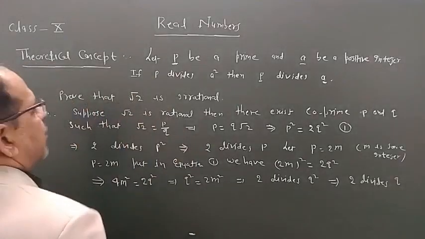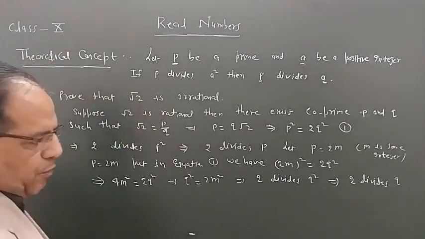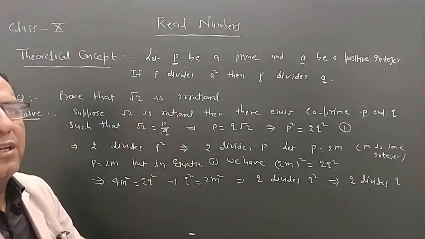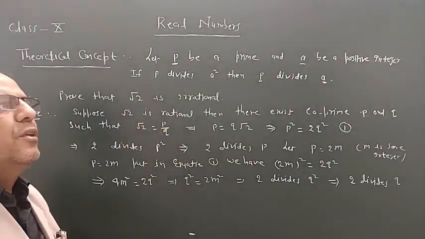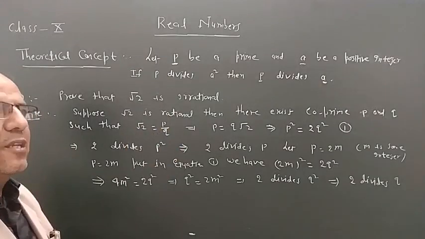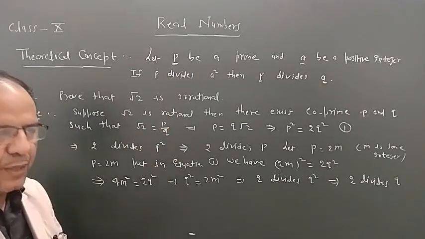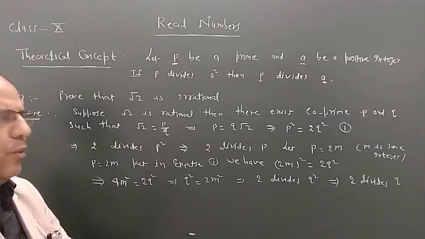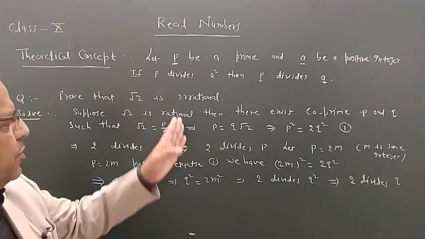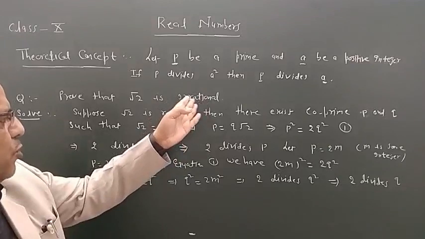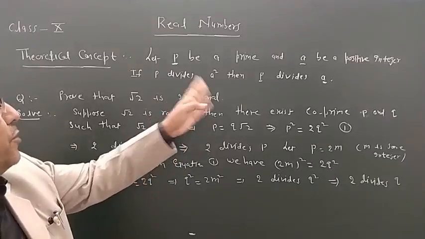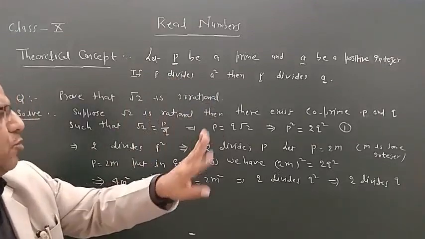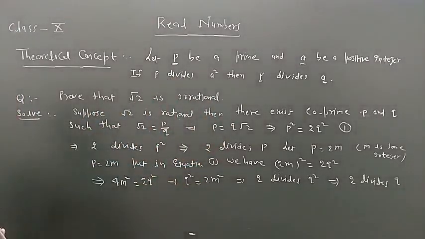Prove that root 2 is irrational. We are well aware of rational and irrational numbers. Rational numbers can be expressed in the form P upon Q, where P and Q are integers and Q is not equal to 0. Those numbers which are not rational are called irrational. So we start with that.